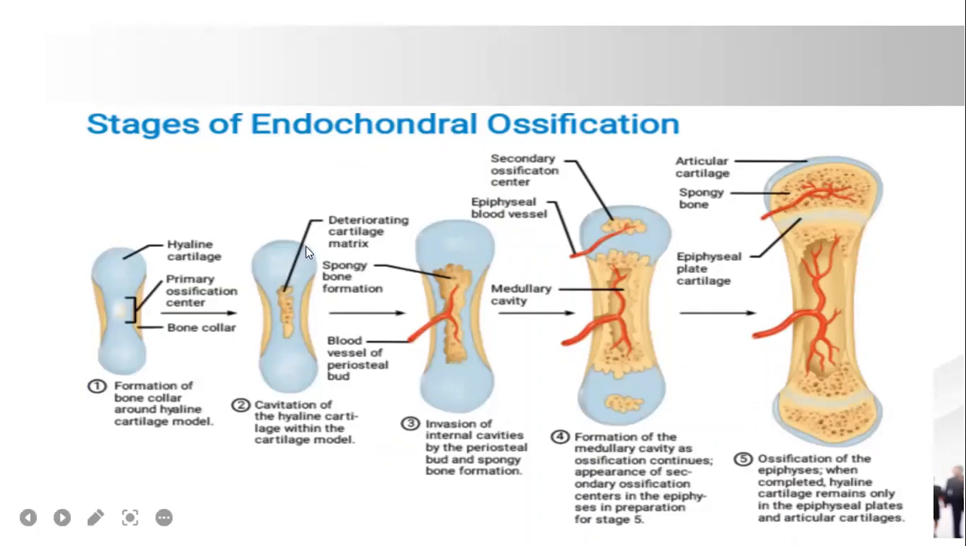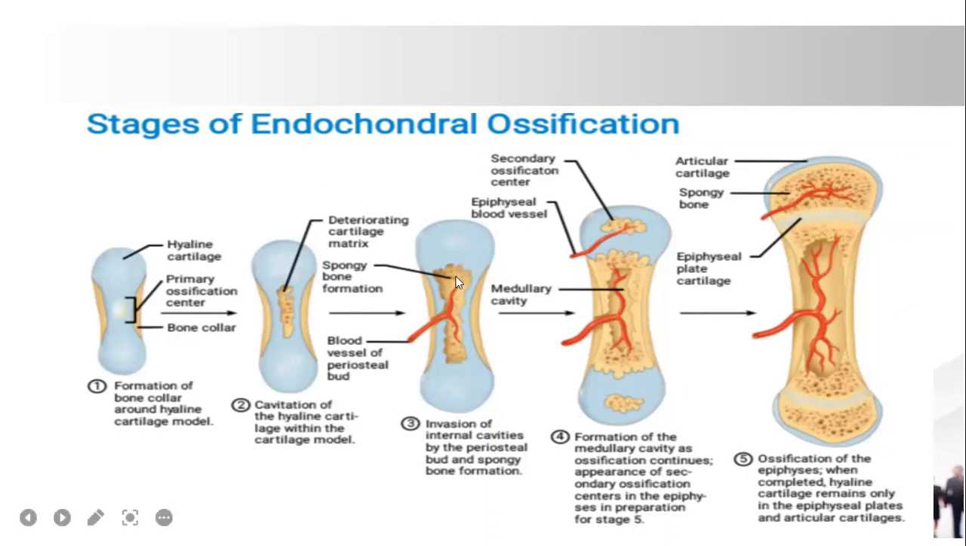This now, the cartilage model, now we have the deteriorating cartilage matrix, which is the cavitation. The bone collar is right here, still intact. Then moving to the next, we have invasion of internal cavities by the periosteal bud and spongy bone formation. Now we have the invasion. As you can see, blood vessels within the periosteal bud are entering the deteriorated cartilage matrix right here.